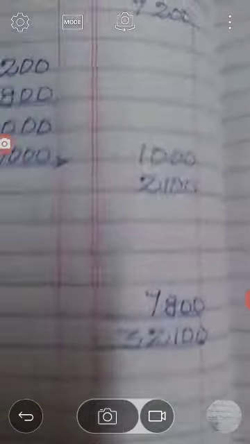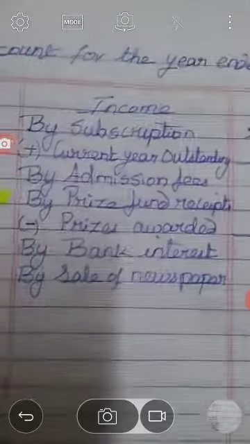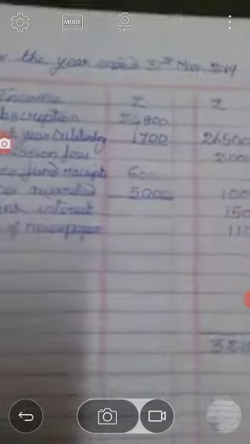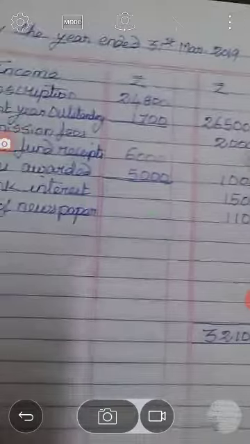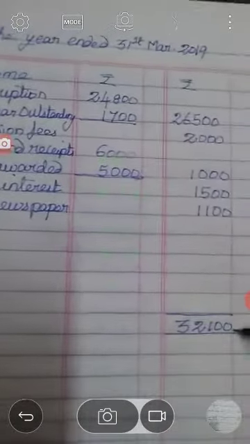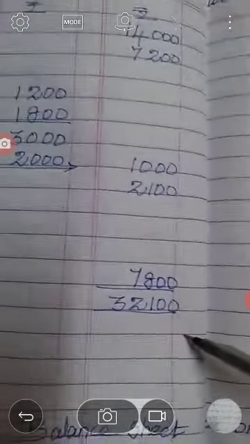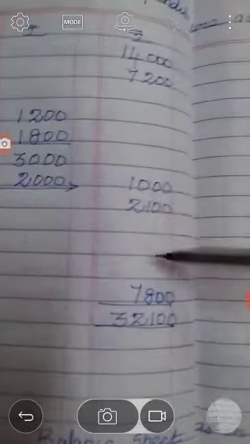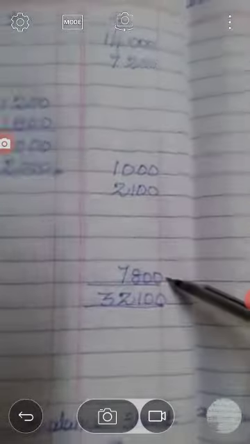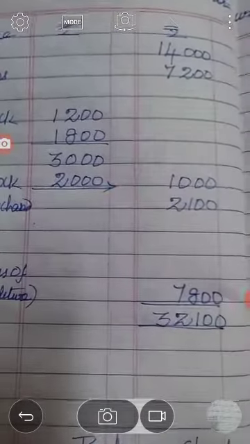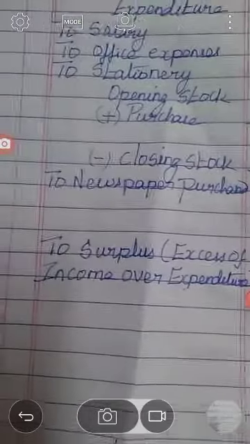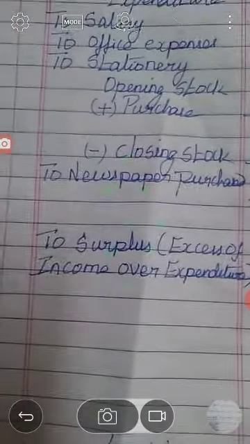The capital fund is 20,000. So you have to close the income and expenditure account. In this sum also, the income side total is heavier. The total of the income side is 32,100. The same amount should appear on the expenditure side, 32,100. So you have to balance it. The balance amount arrived is 7,800, on the debit side, so you have to mark it as to surplus.